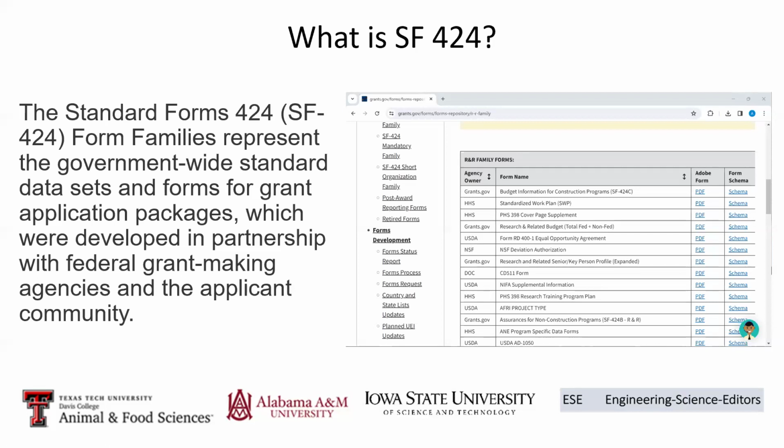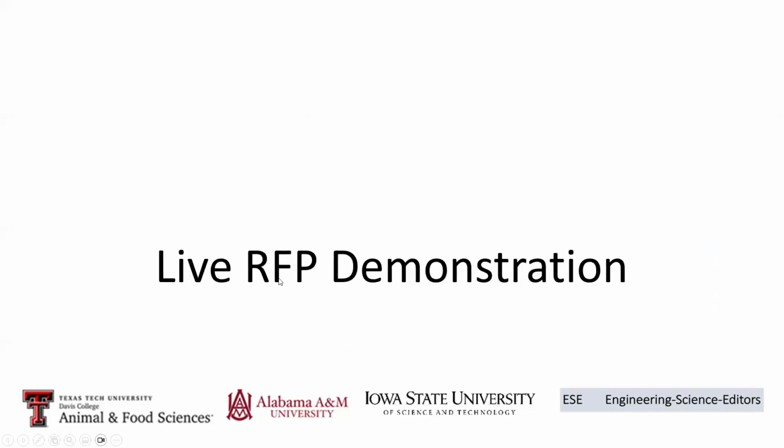So if you were to go into an RFP and going through the guide, it says you're supposed to have a supplemental information form, and you're not finding it in the RFP. This is where you're going to go, grants.gov, going to forms, and you're going to search to find that exact form. And it will come in a PDF. It will also come in a Word form for you to be able to utilize. So with that, I'm going to stop sharing.